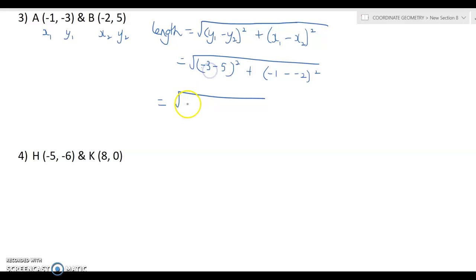Minus 3 minus 5 is minus 8 squared. Plus, now here, remember a minus and a minus is a plus, right? So minus 1 plus 2 is really 1, so that's 1 squared. So we're going to get negative 8 squared, which is negative 8 times negative 8, which is 64. Plus 1 squared is 1. So we get the square root of 65 units, right?